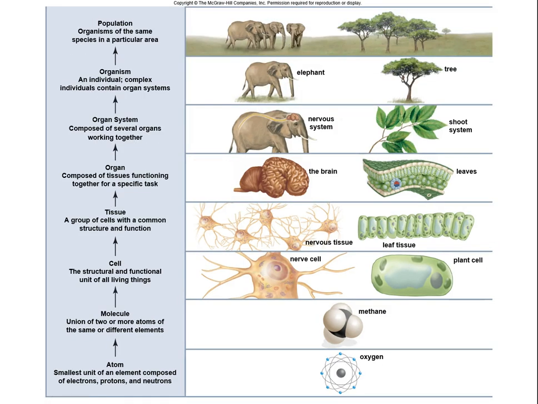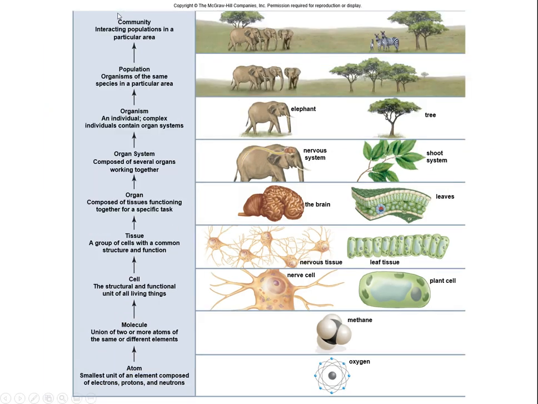Okay, we move up from organism now, population. What defines a population is organisms of the same species that are in a particular area. Okay, and you can talk about animal populations, but also plant populations as well. Again, each one of these obviously is more complex than the next, so most simple to more complex. Let's move on from there.